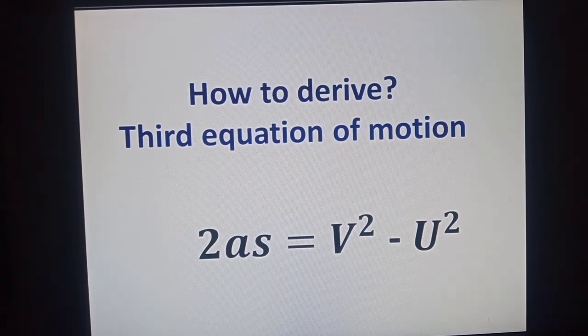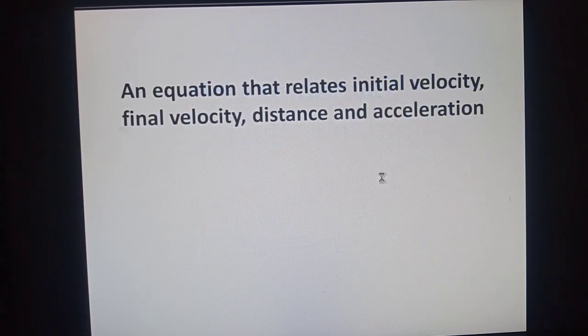The topic is how to derive the third equation of motion. It is the form in which we write the third equation of motion: 2as = v² − u². So, the third equation relates initial velocity, final velocity, distance moved by the body, and acceleration.